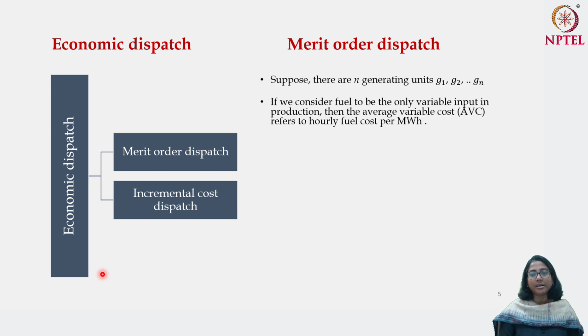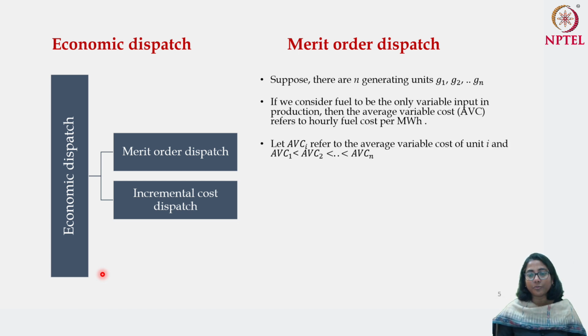If we consider fuel to be the only variable input of production, although there may be other variable inputs of production, for example, raw material, labor and so on. But for the time being, let us consider that fuel is the only raw material. So coal or gas or oil, these are the only variable costs that the electricity generation sector has to incur. In that case, the average variable cost of this plant will be given by the hourly fuel cost per megawatt hour. So in order to generate 1 megawatt hour, what is the hourly fuel cost that the plant has to incur? This is given by average variable cost.